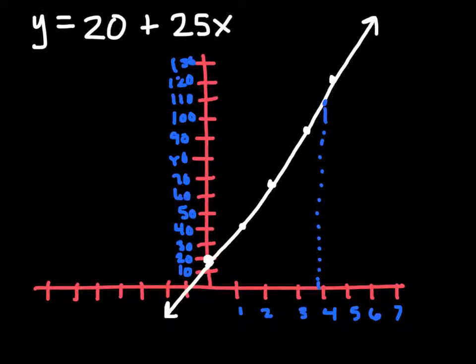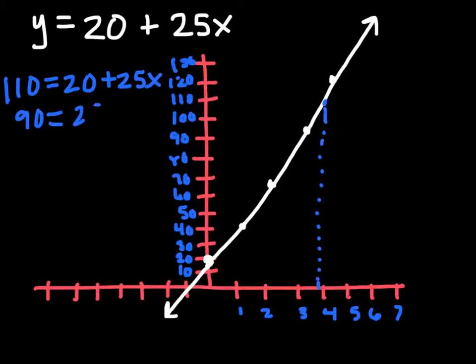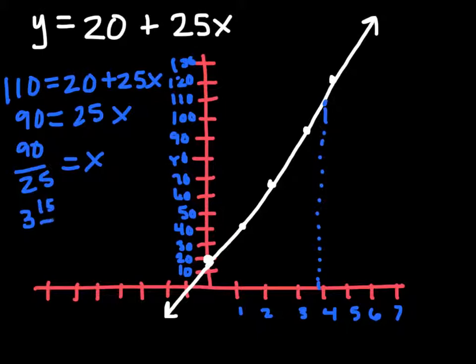So if y is equal to 110, we can solve to have 90 equaling 25x. 90 divided by 25 is going to give us a fraction that is equal to 3 and 15/25, which is, let's see, what will that reduce to? 3 3/5.